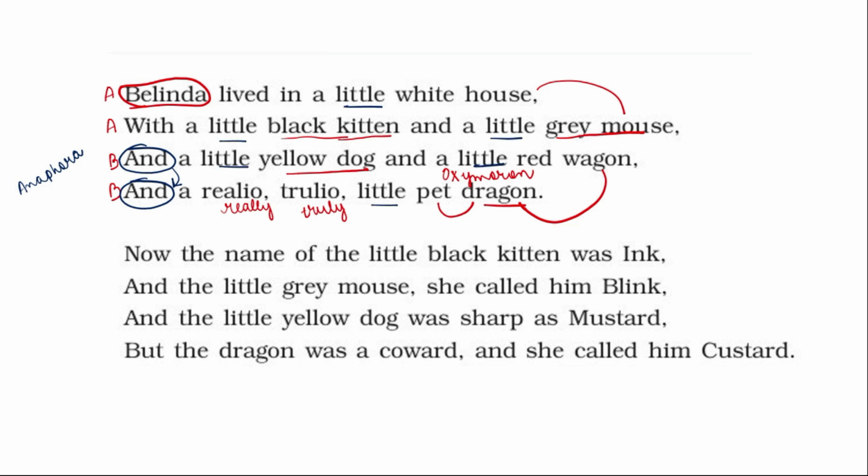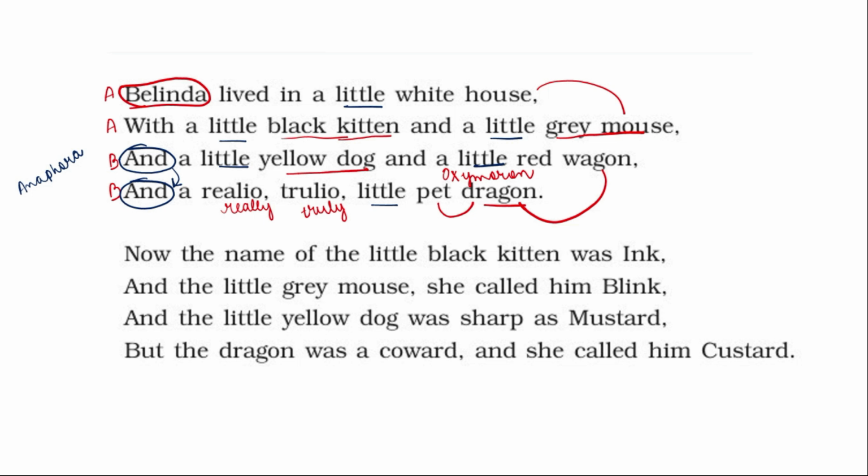Now, the name of the little black kitten was Ink, and the little grey mouse, she called him Blink, and the little yellow dog was sharp as mustard, but the dragon was a coward and she called him Custard. So now let's see the introduction of each of these animals.